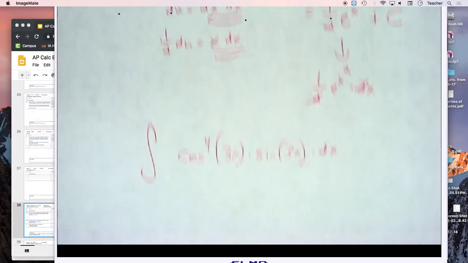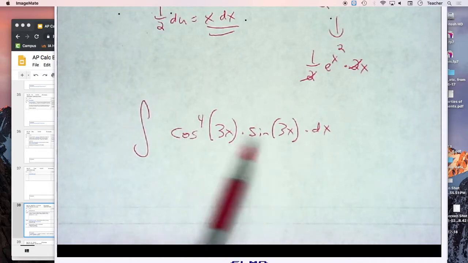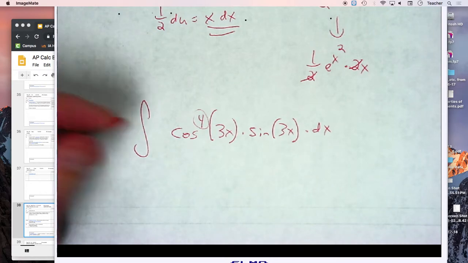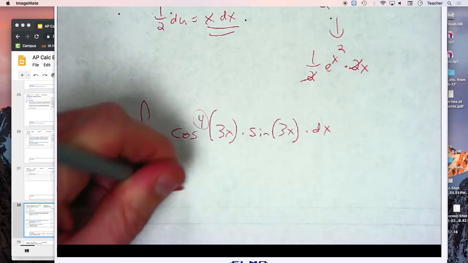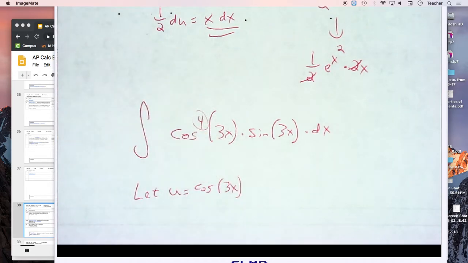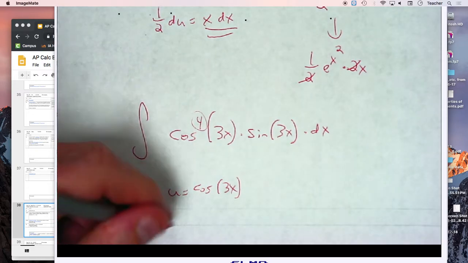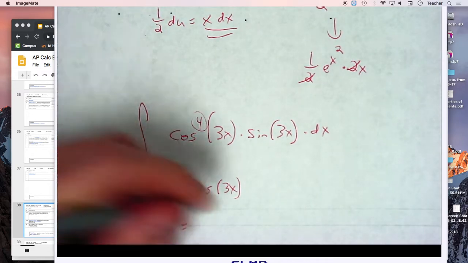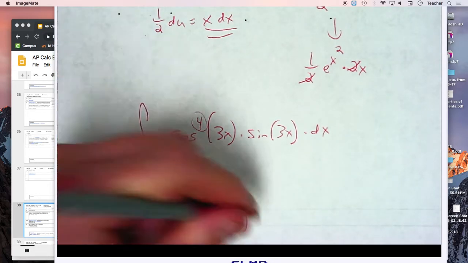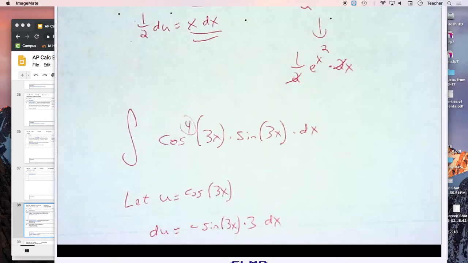Okay, welcome back. So here's another one, sort of similar to some of the ones you did on the worksheet. So I'm going to look at this. I'm going to look at the more complicated thing. The 4 makes it more complicated. And I'm going to let u be the inside of the more complicated thing, right? Not the very inside, but just sort of the next level down. So u is cosine of 3x. So du will be negative sine of 3x. I'm taking the derivative, and the chain rule kicks out that 3, and then dx.